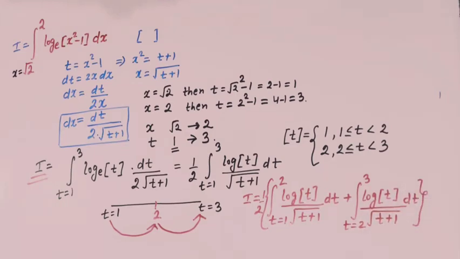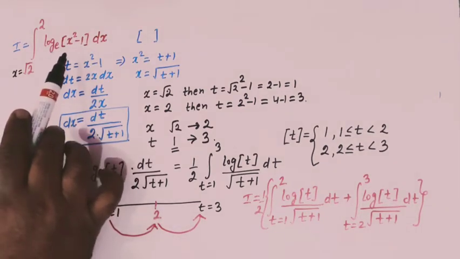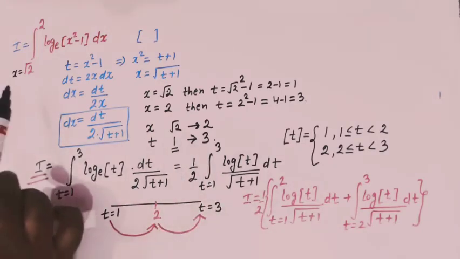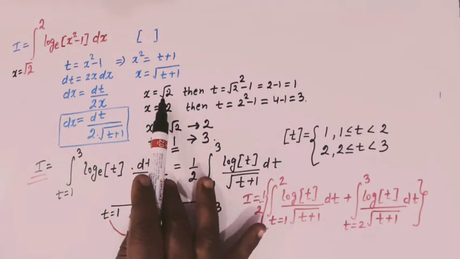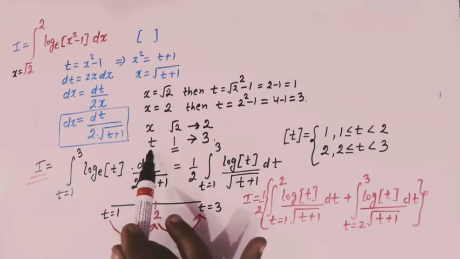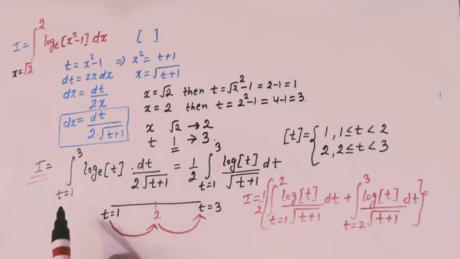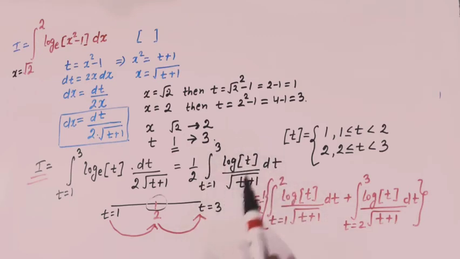Okay, so what we have done so far, we have changed the variable x to t, and the limits from x equals square root of 2 to 2 to t equals 1 to 3, and between 1 and 3 we have the greatest integer of t. So we have to split this integral into two integrals. One is from 1 to 2 and the other is from 2 to 3, right?